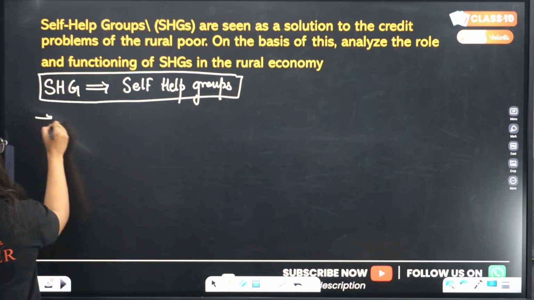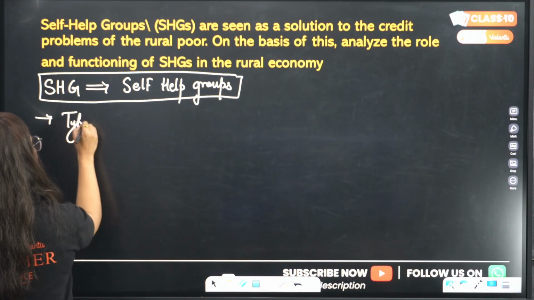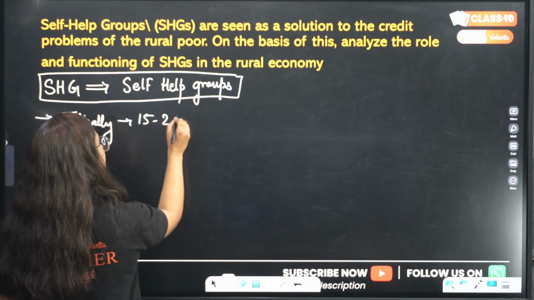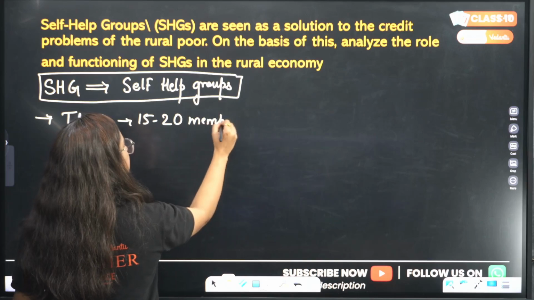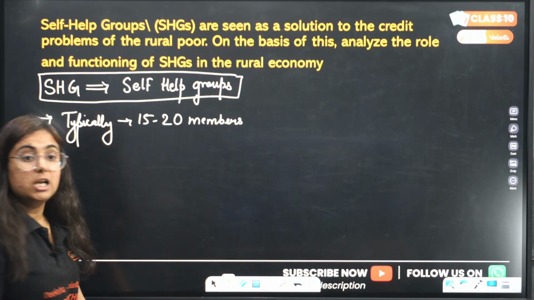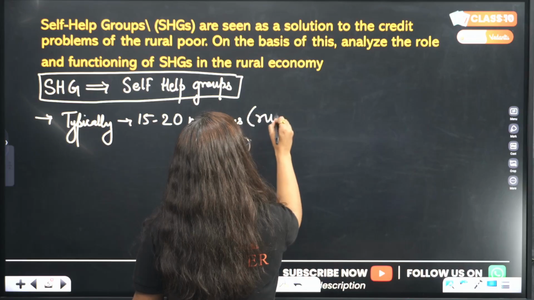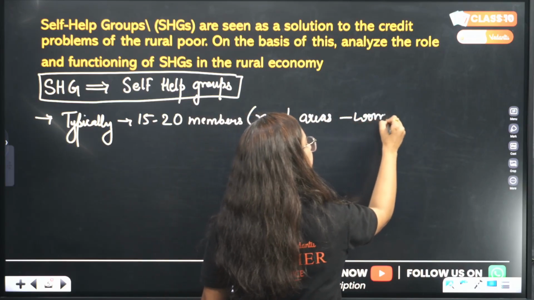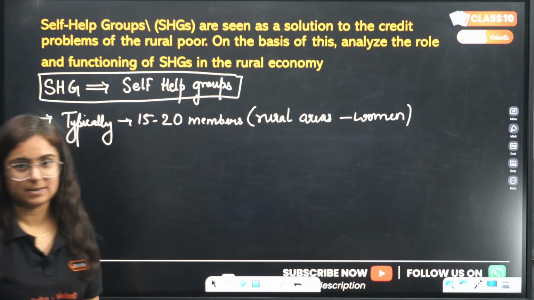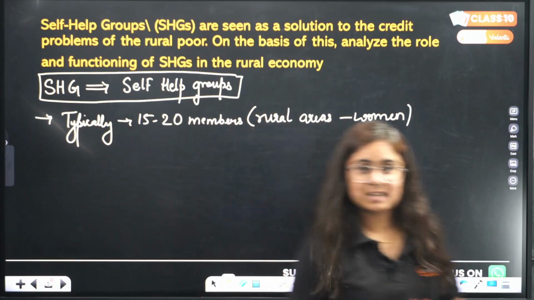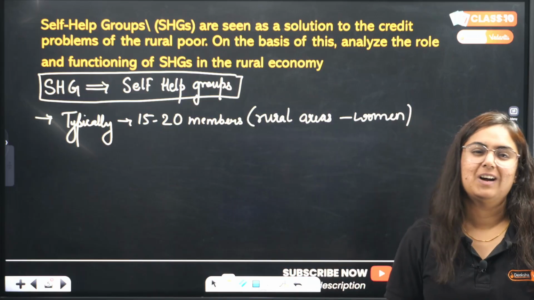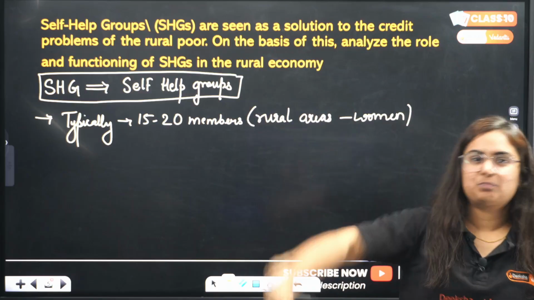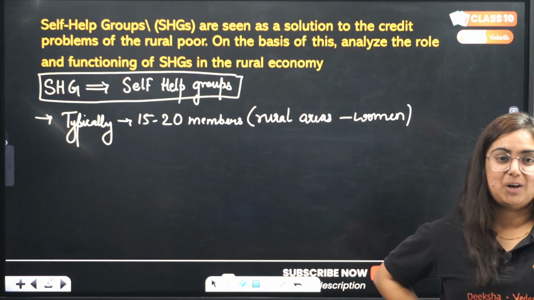Typically, a self-help group consists of 15 to 20 members. Especially it is made in rural areas, and particularly by women living in rural areas. Now what are these women doing? Are they gossiping about you? No. Are they gossiping about the neighbor? No, they are not gossiping over there.